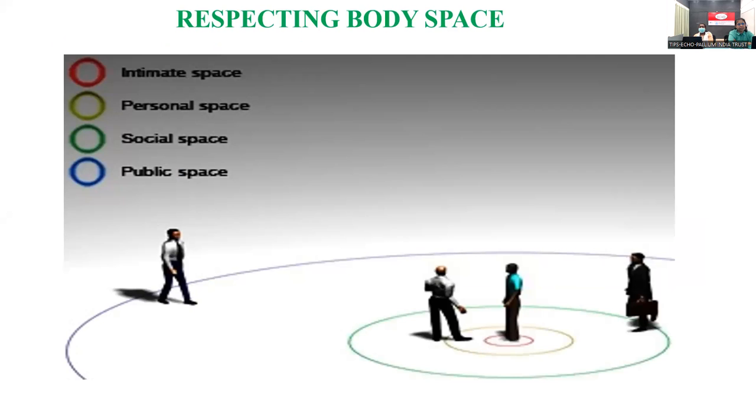This is another important thing in communication, that is respecting our body space. By looking at the picture itself, you can understand that in the middle there is intimate space, then personal space, social space, and public space. Every person has an intimate space, which they don't allow anybody else to enter, only close persons or family members to access that space. But public space is like a common area, like a lift or public transport. Many may be unknown to us, many different types of people may be there, and we may feel discomfort, but we adjust in that situation.